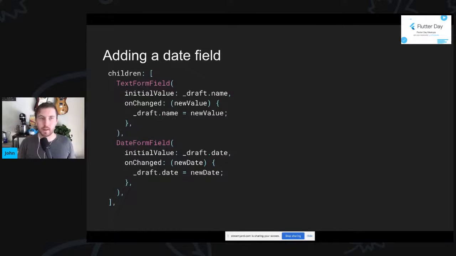Okay. All right, so now we want to add a date picker. And this is challenging because Flutter doesn't actually provide a date form field, surprisingly. So this is what we want. We want, next to our text form field, a date form field. So we want to do a very similar thing to what we're doing with the text form field.